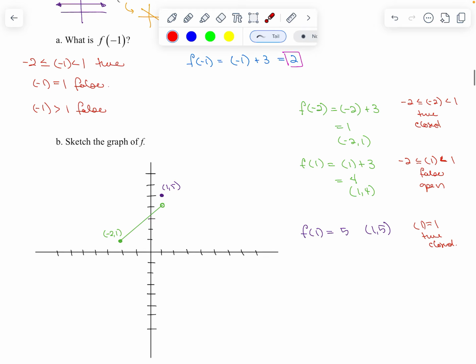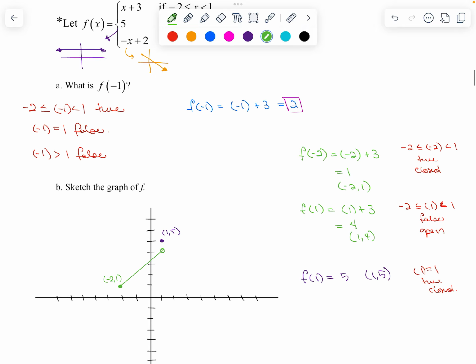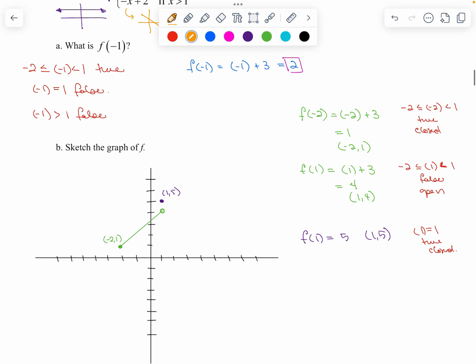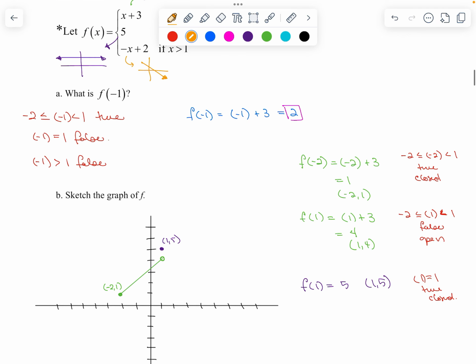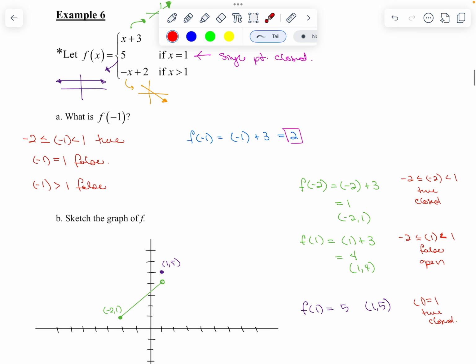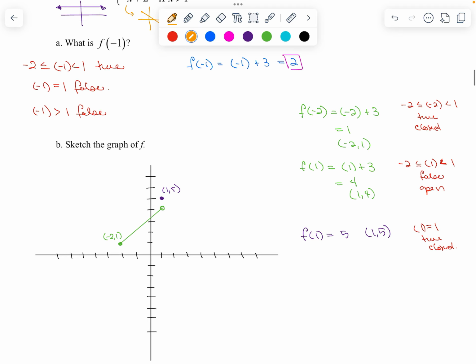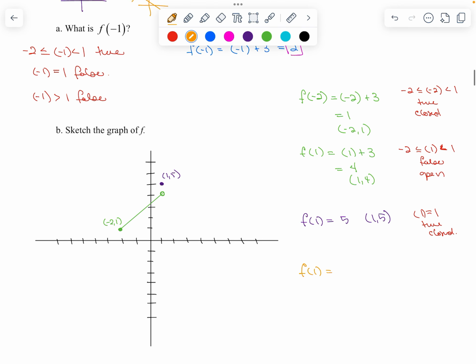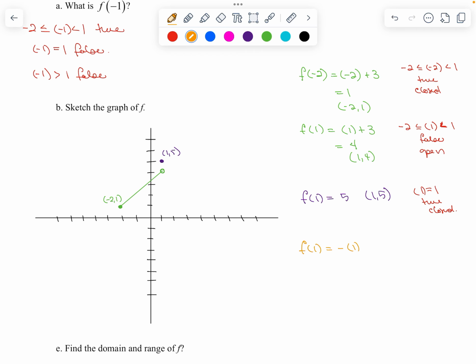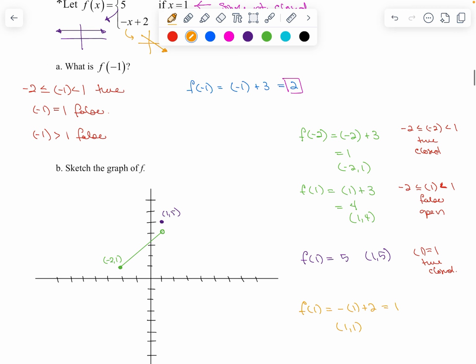Okay. The next part. So I have f. So again, using the fact that it starts at 1, that's what I'm going to do. I'm going to plug in 1. f of 1 is equal to, so we have negative, plugging in 1 plus 2, so that gives me back 1. So I have the point 1, 1.